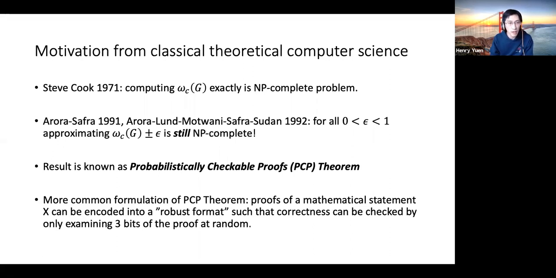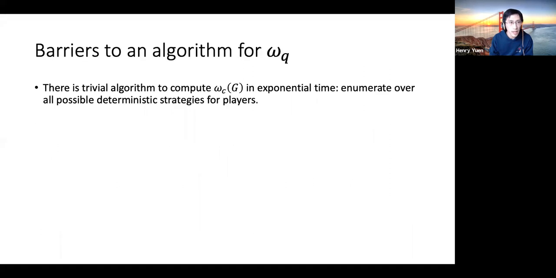And you might have heard of the PCP theorem also being formulated as the following. It says that proofs of mathematical statements can be encoded in a robust format in a way that if you wanted to check the correctness of a proof, you only need to examine 3 bits of the proof at random, independent of how long the proof is. And with a high degree of confidence, you can verify whether the proof was correct or not. And this is equivalent to this NP completeness statement. Okay, so that's the motivation from the classical side.